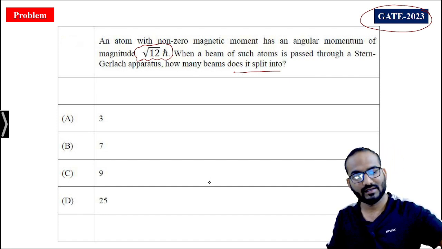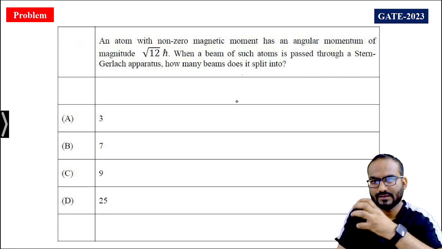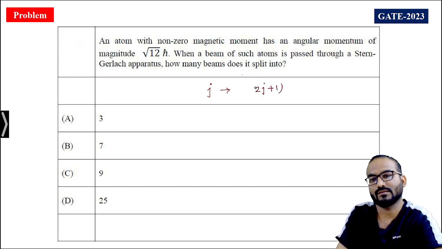So if you have read this Stern-Gerlach experiment, the number of split beams depends upon the J value of the atoms. If the atom has a J value, then the beam will be split into 2J plus 1 components. Now in the question it is given that the angular momentum has the magnitude root over 12 h cut. So given J is equal to root over 12 h cut.